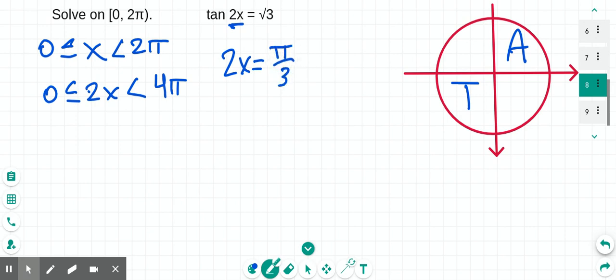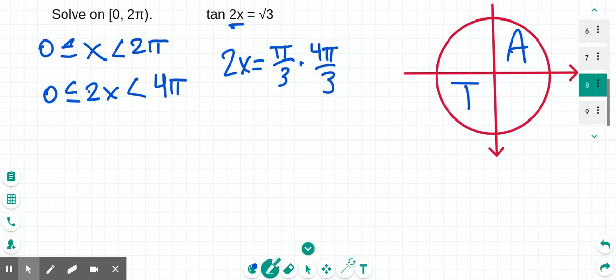Now I put 2x because we haven't solved for x yet. All we're doing is inverse tan. So we're trying to say where's tan equal to the square root of 3. So 2x equals pi over 3, and in quadrant 3, that would be at 4 pi over 3.